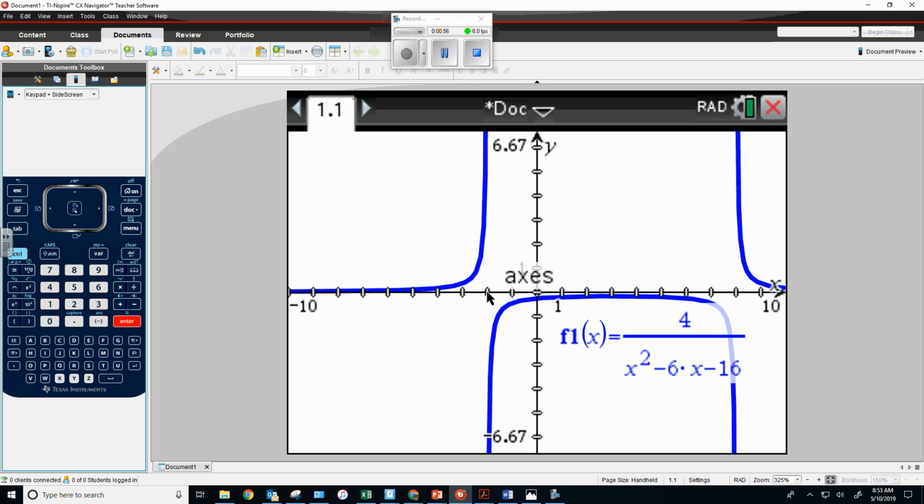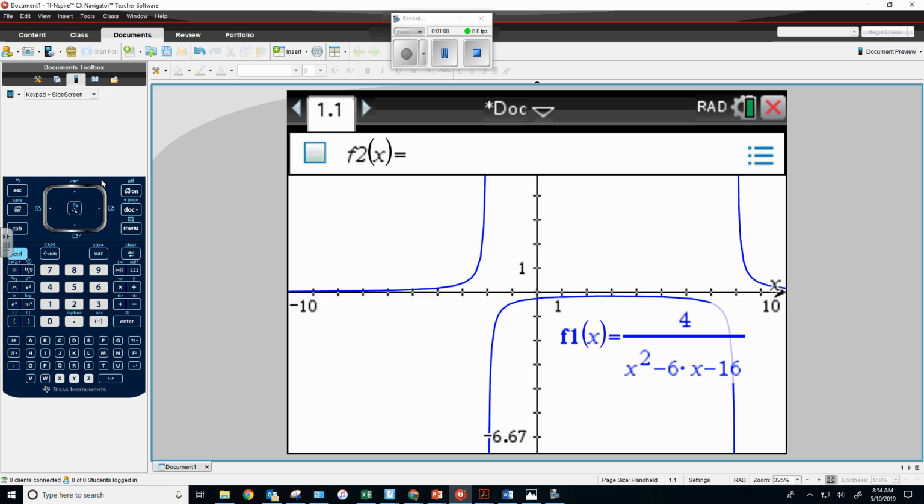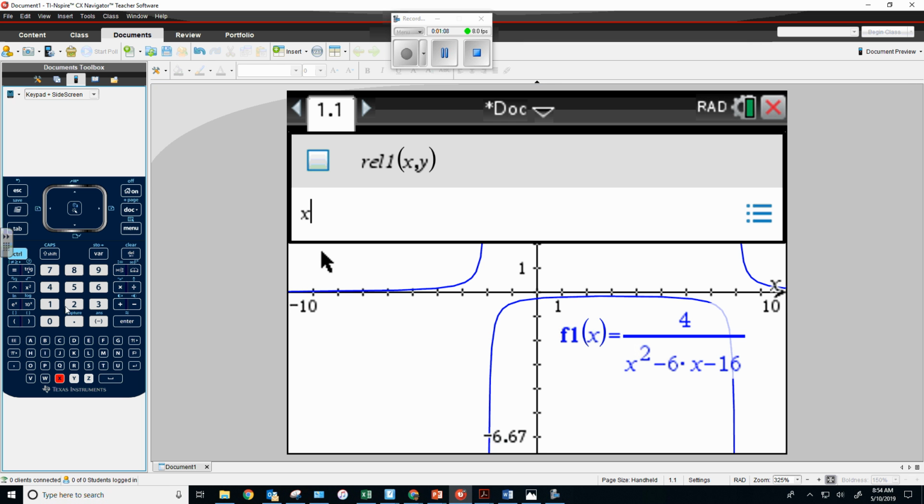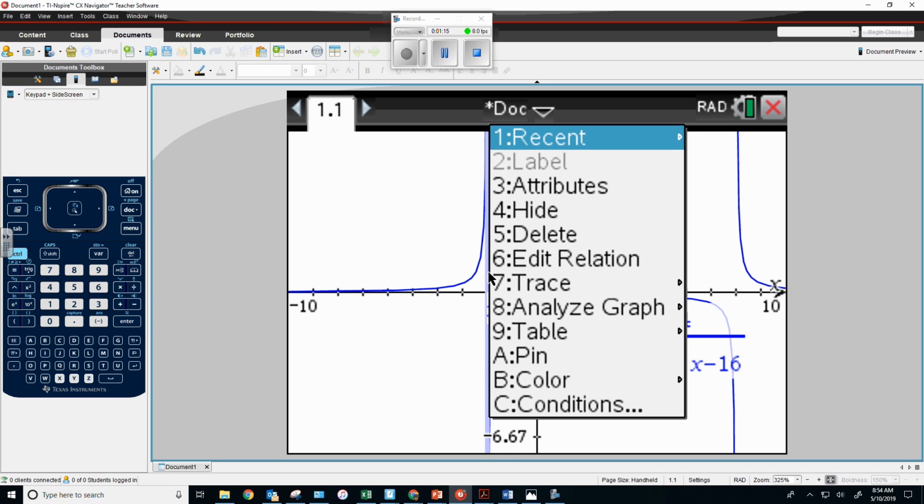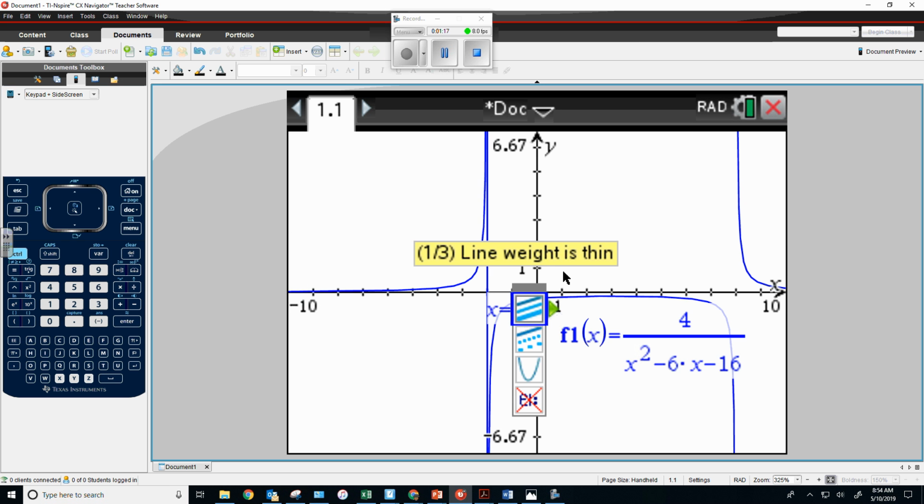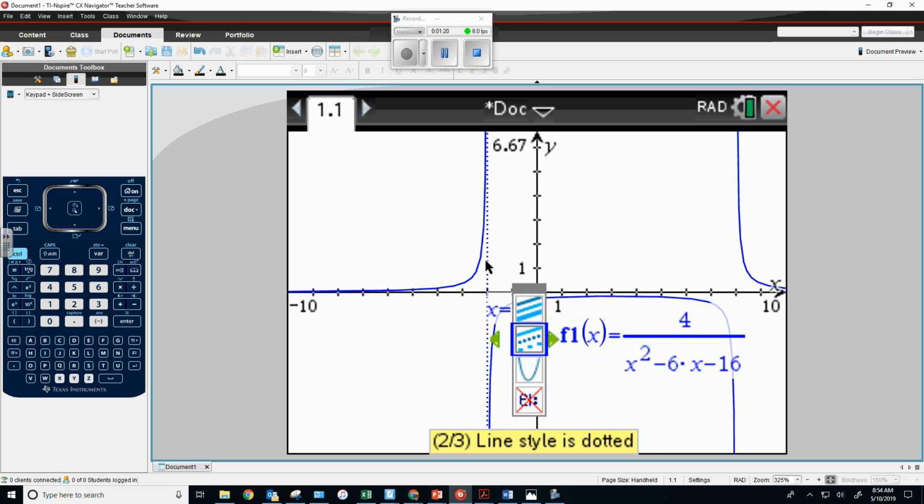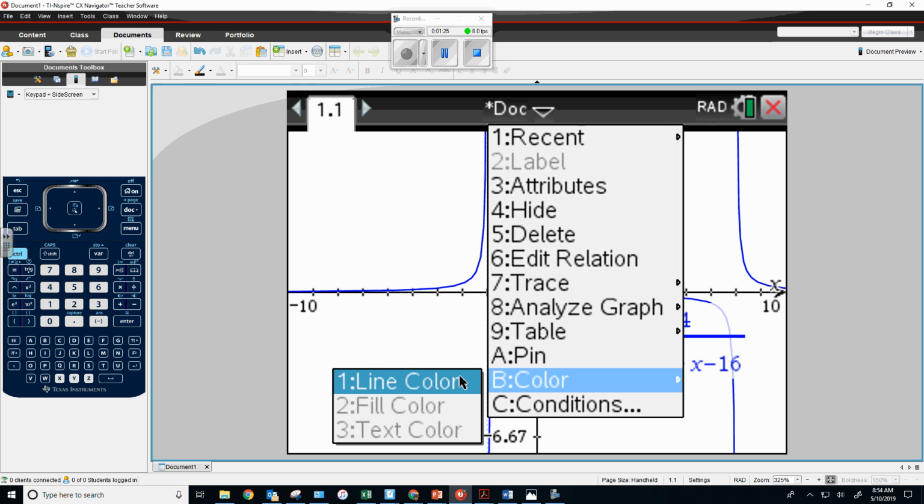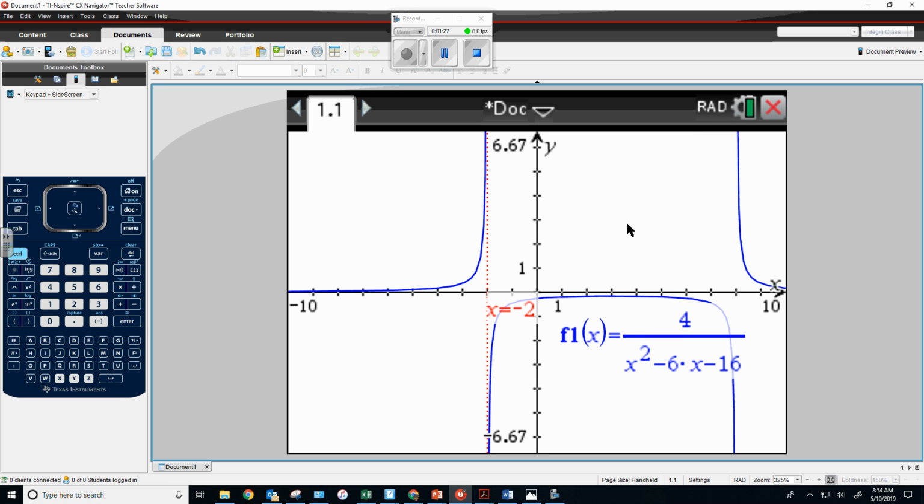Let's identify. There is a vertical asymptote at x equals -2. So there's a vertical asymptote right there. I want that to be a little thick line like that, and let's change the color to red. Okay. Good. Make that a little bigger.